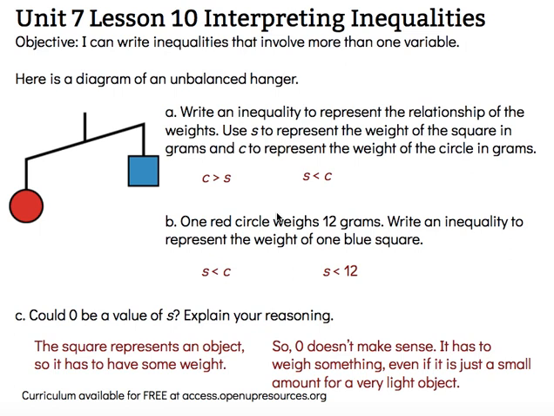Again, our objective for this lesson was I can write inequalities that involve more than one variable. I used two variables, C and S, to represent the weights of circle and square in this situation.